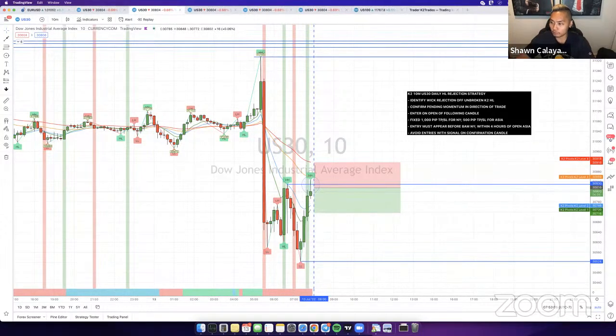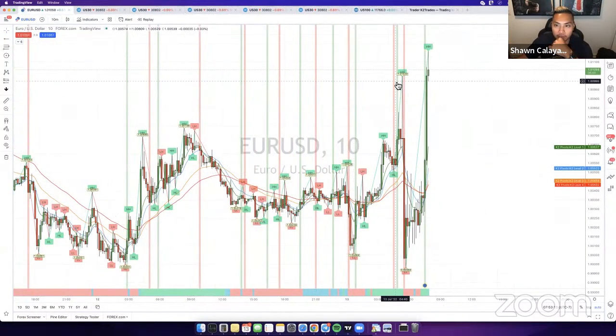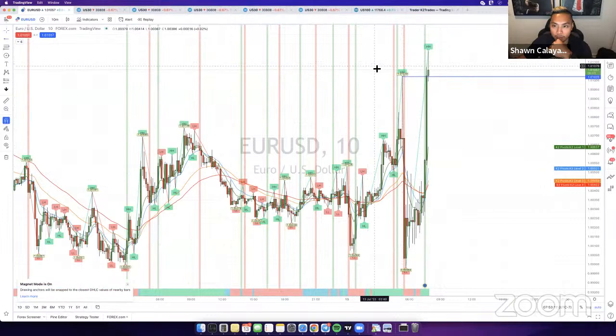Kill is asking, Sean, would you take that wick rejection for your USD? So I haven't tried it on your USD yet, so I don't know if I would take it myself personally. I don't even know what the TP and stop loss would be for this, if you guys have like a good range that you typically would use.